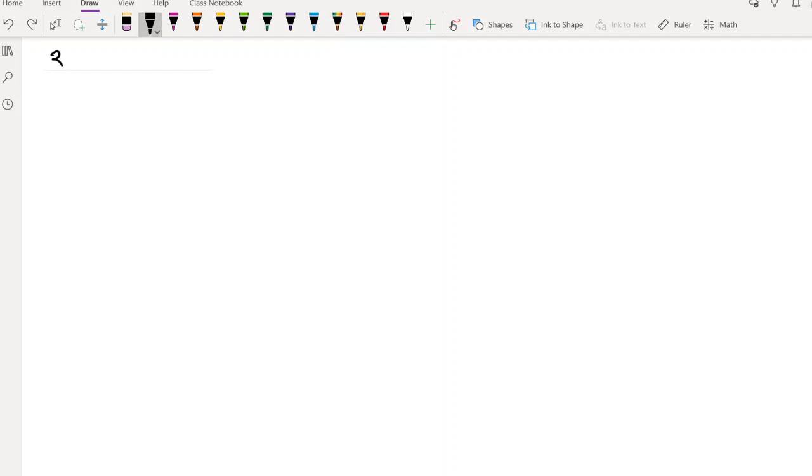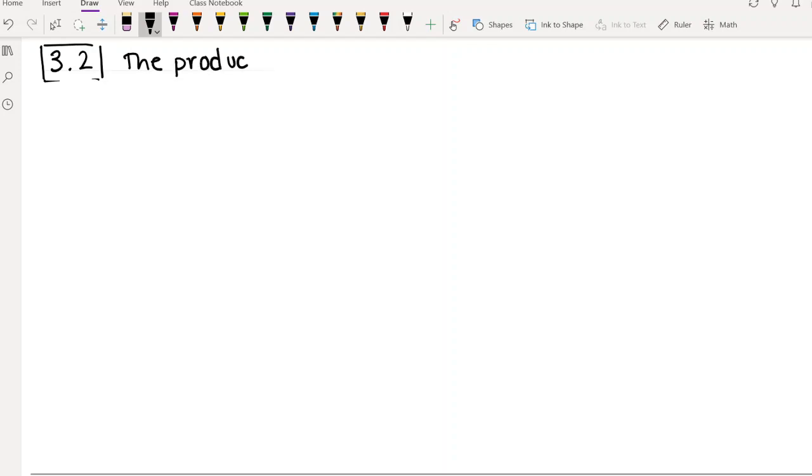Okay, so this is section 3.2 in the book. Basically, I want to tell you what the product rule is, and we'll do some examples, and then at the end I will prove the product rule, because I think the proof is a cool proof. Okay, so in what situation would you use the product rule?